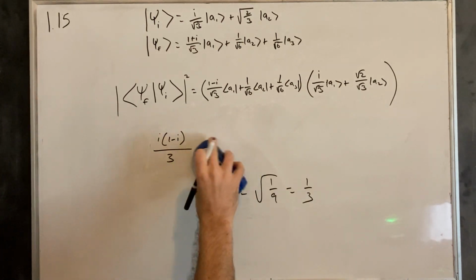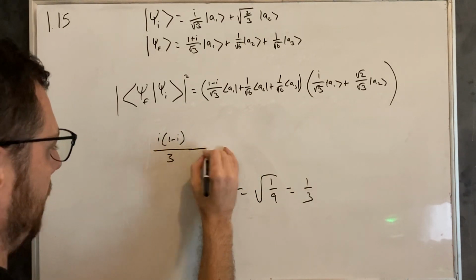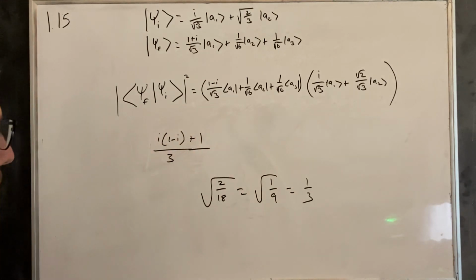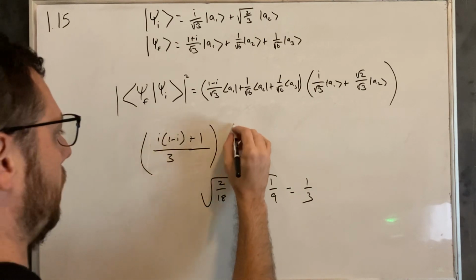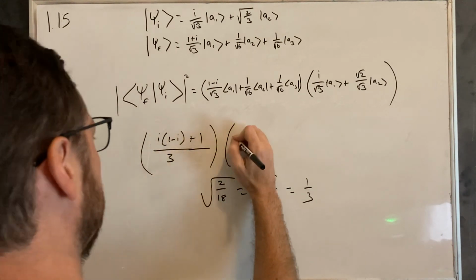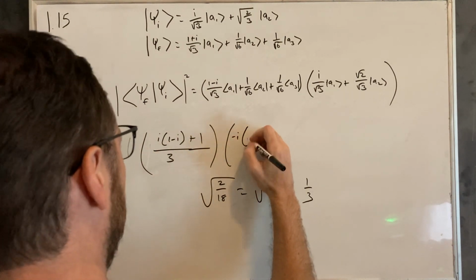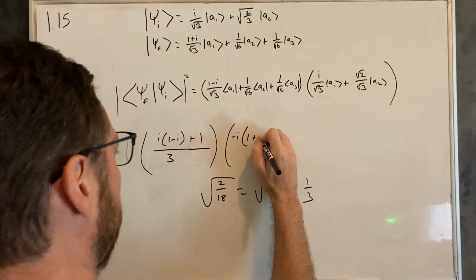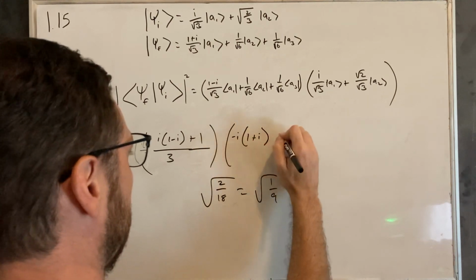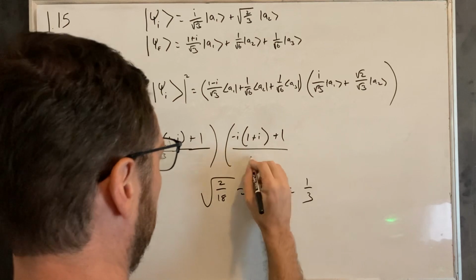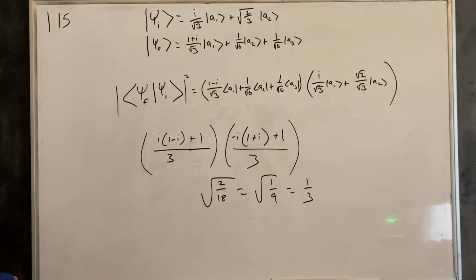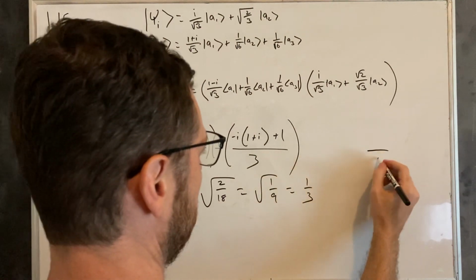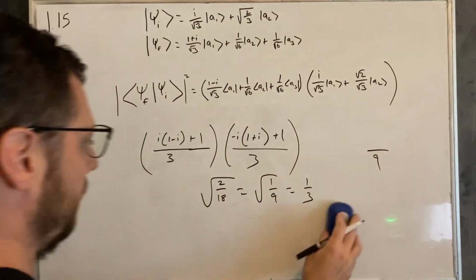So now that we have equal denominators, we can just combine them. So plus 1. Still got to square it though. So we'll square that with a complex conjugate. So we have negative i, 1 plus i, change the sign there on that one also, plus 1, all over 3. All right, so if we only worry about the numerator, we know that the denominator is going to be 9.